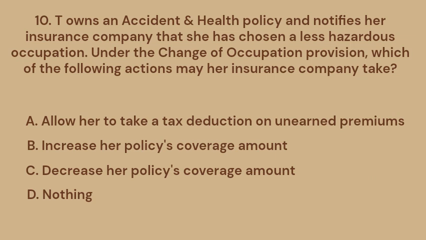10. T owns an accident and health policy and notifies her insurance company that she has chosen a less hazardous occupation. Under the change of occupation provision, which of the following actions may her insurance company take? A. Allow her to take a tax deduction on unearned premiums. B. Increase her policy's coverage amount. C. Decrease her policy's coverage amount. D. Nothing.